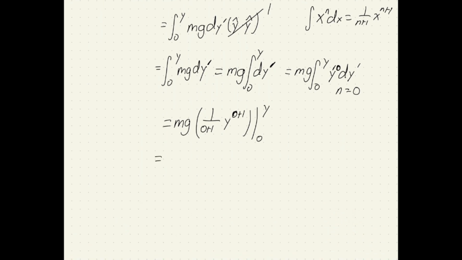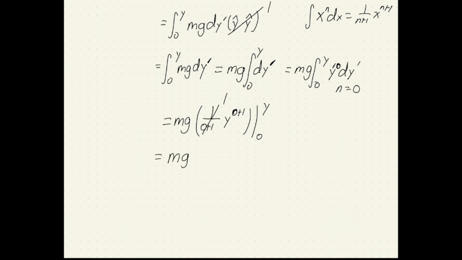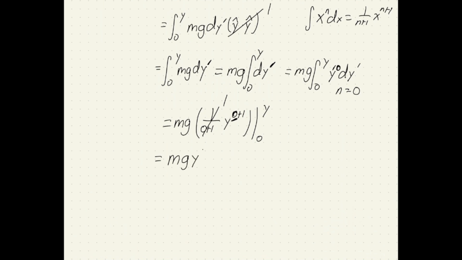So this is 1 over 1, and that's just 1. And then we have y to the first power, which we'll just call y prime actually. So I get mgy prime evaluated at the points 0 and y. That is equal to mgy minus mg times 0, which is the whole thing goes away, and I'm left with this mgy. And this is the work that is done by the force of gravity.